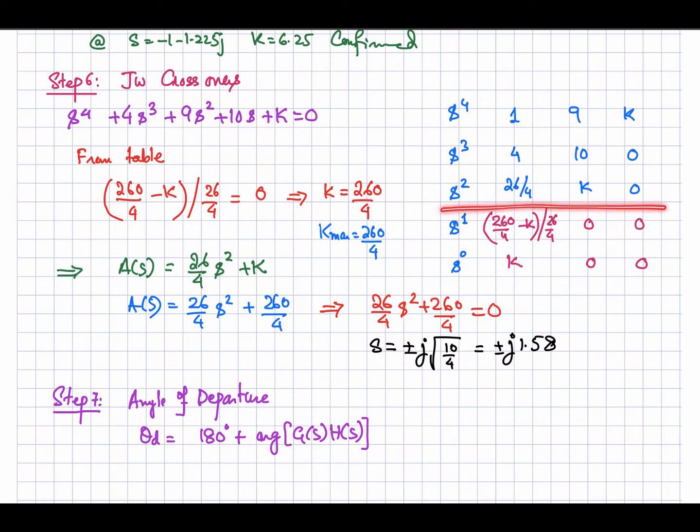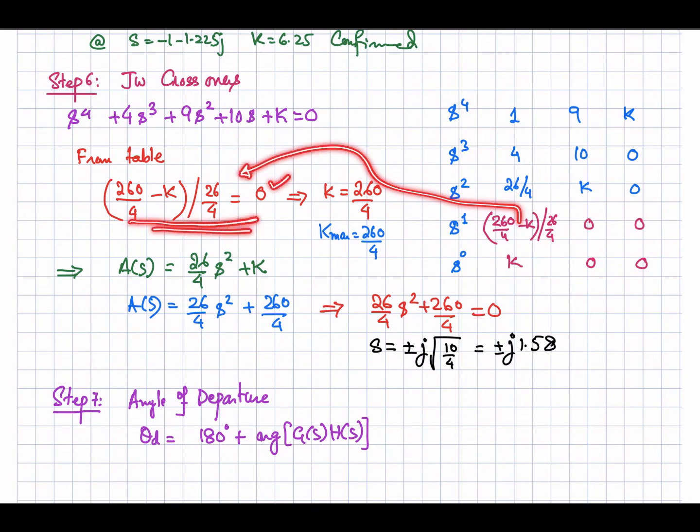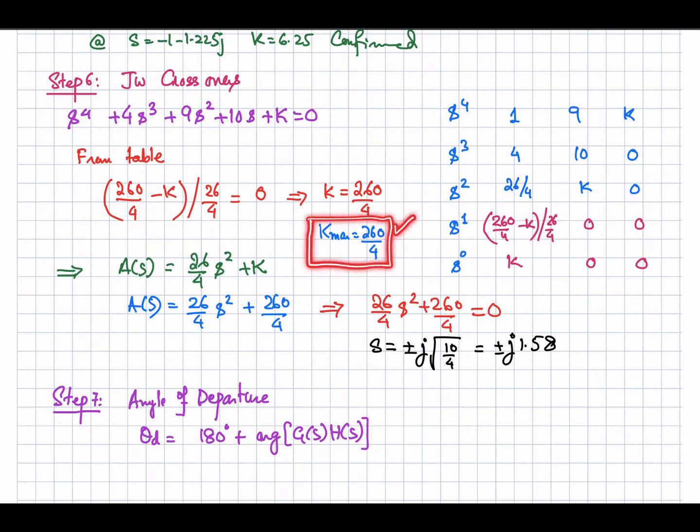For the complete 0 row, this will be set equal to 0, as you can see we have set it equal to 0. From here if we calculate k, k will be equal to 260 by 4. So this is the marginal value of k. If k is set equal to this one, your poles will be right at the j omega crossovers.